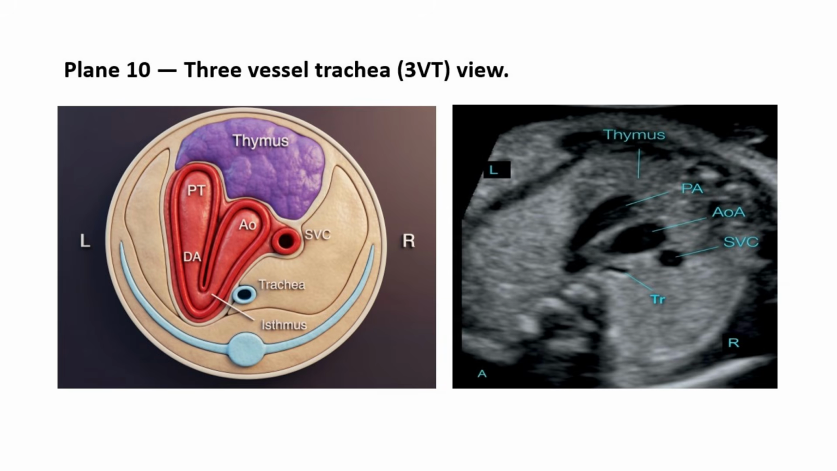Continue sliding toward the head. You should see 3 structures in a line. Pulmonary artery, largest, most anterior; aorta; and superior vena cava, smallest, most posterior, with the trachea behind and to the right of the aorta. Assess size, number, and arrangement. An absent or additional vessel or an abnormal arrangement warrants referral.